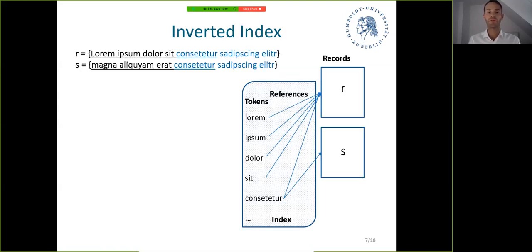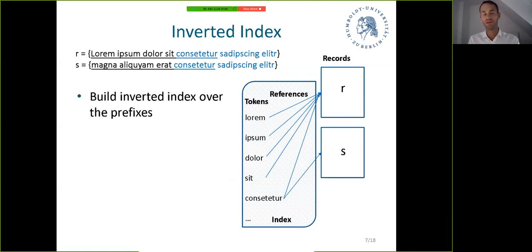Another important concept for the filter and verification framework is the use of inverted indexes. So here we have an example of an index with respect to these two records here. So we have tokens which reference or have a list of references to their respective records. We can now build this inverted index over the prefixes, and we can also probe it only using the prefix tokens.